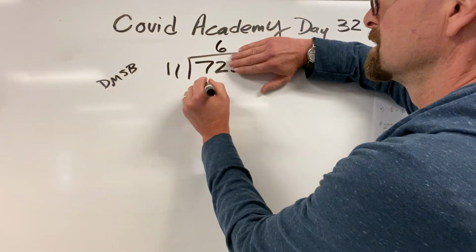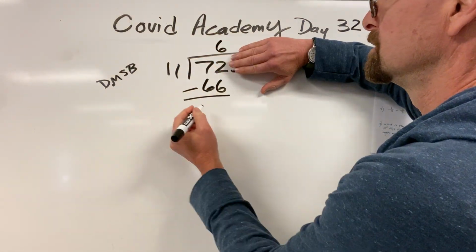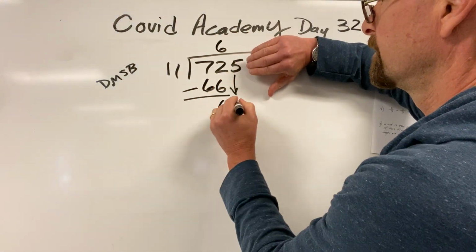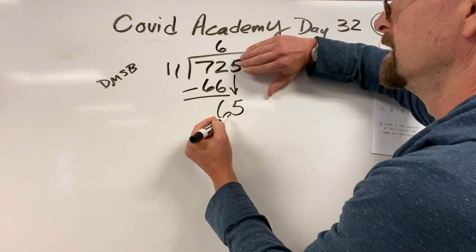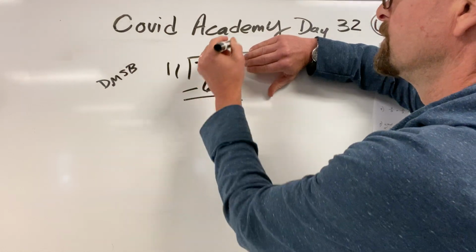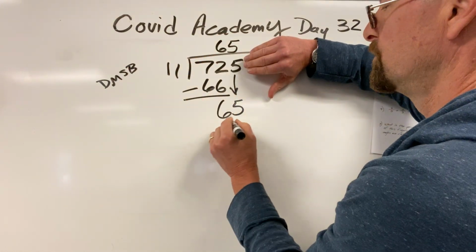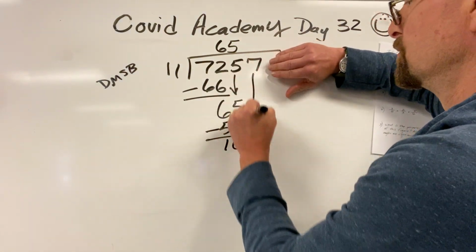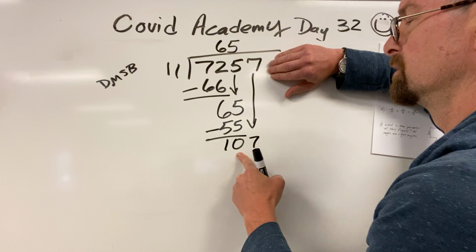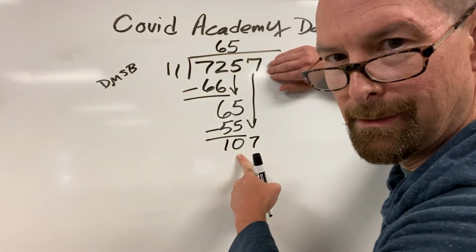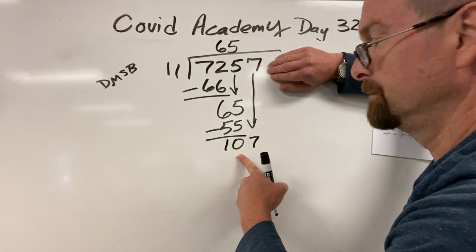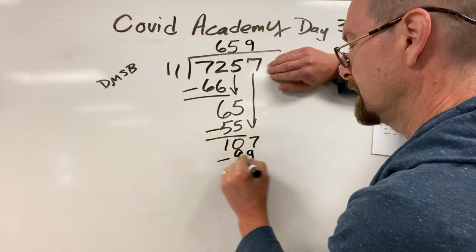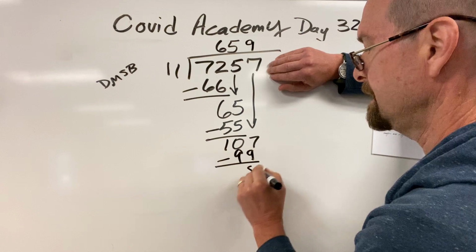6. 6, that's going to be 66. Subtract those and I get 6. I bring down 5. How many 11s into 65? 6 is too many, so it's going to be 5. 5 times 11 is 55. You subtract and you get 10. Then you bring down a 7. How many 11s into 107? I don't know. 9 of them. 9 times 11 is 99. I subtract, and I'm going to get 8.